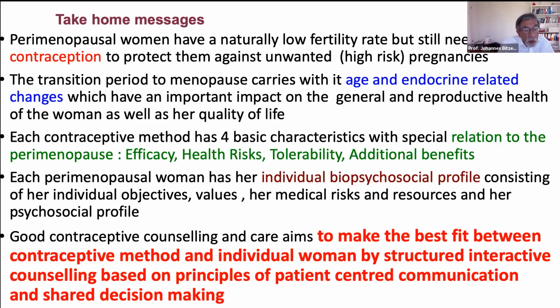Each perimenopausal woman has her individual biopsychosocial profile consisting of her objectives, her medical risks and resources, and her psychosocial profile. So good contraceptive counseling and care aims to make the best fit between contraceptive method and individual woman by structured interactive counseling based on the principles of patient-centered communication and shared decision-making.